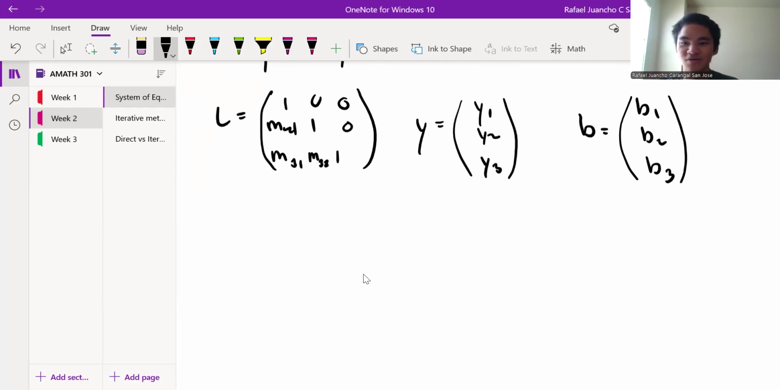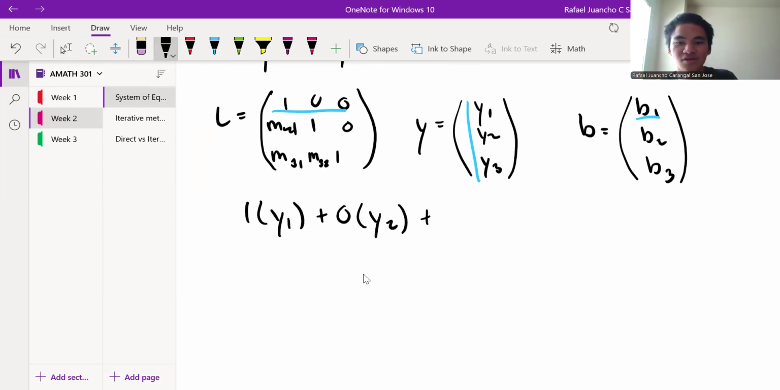Here we use forward substitution. Let's do the first one. All I'm saying is 1 times y1 plus 0 times y2, right? Because here we're getting a dot product. Plus 0 times y3 is equal to b1. And we can simplify. So we get y1 equals b1. That's our first equation.